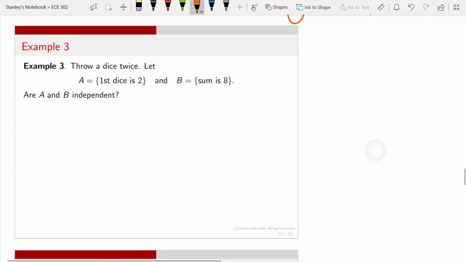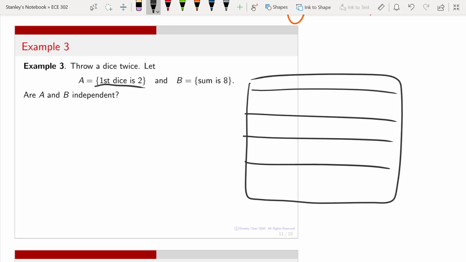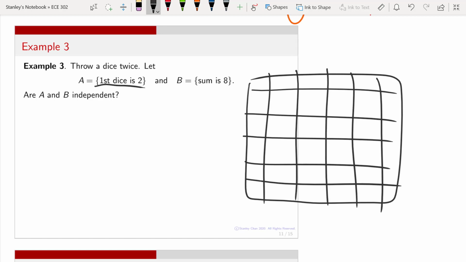Now, how about we also change the problem to this one? Suppose the first dice is 2. Would this ever change our situation? You can actually go back to the diagram from before. So here you have 6 numbers, and we know that the event B will be here. This is event B. And then the first dice is 2, so you have this.